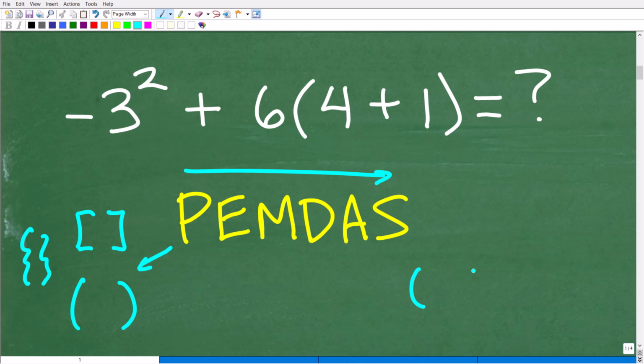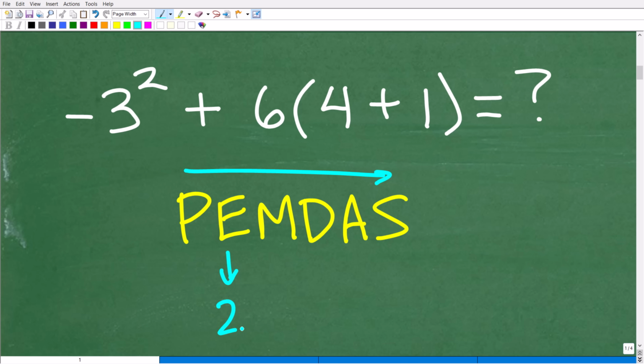Now, sometimes you have a problem where you have parentheses inside parentheses or parentheses inside brackets. So the way this works, you're going to go to the innermost parentheses, finish that, and just kind of work your way out from there. Okay, so that's what the P stands for. And now let's move on to E.